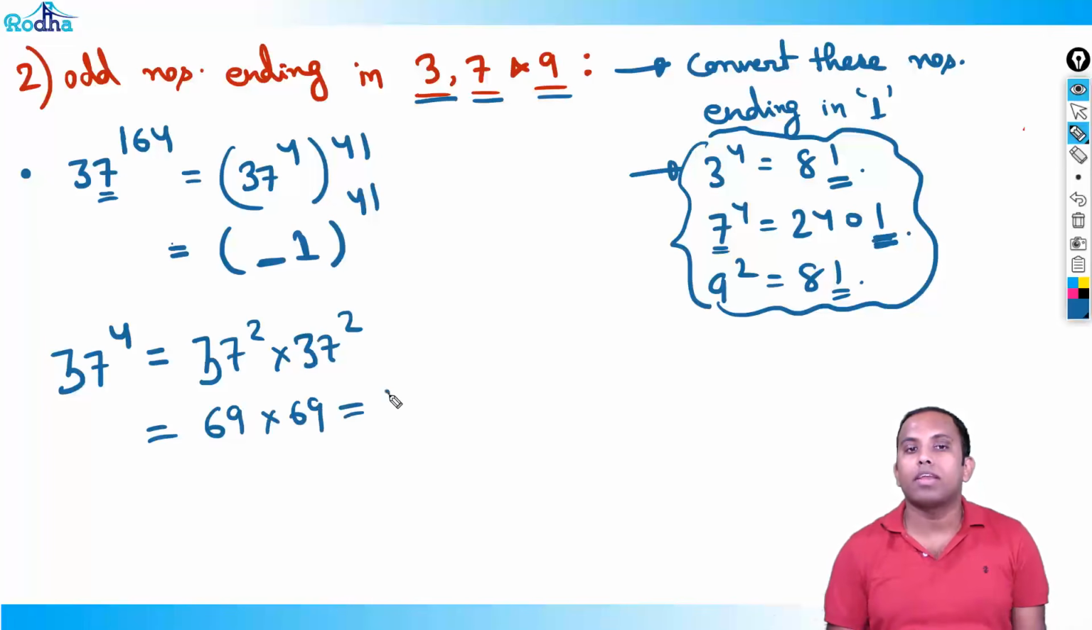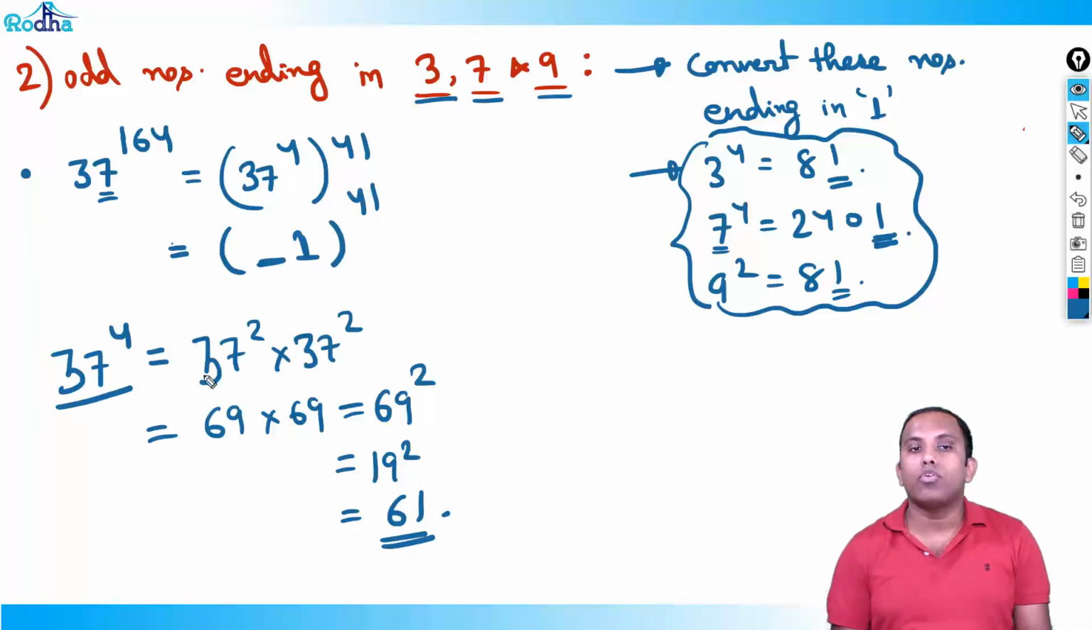That means 69 square. Now what is the last two digits of 69 square? 69 is close to 50, so its last two digits are the same as 19 square, because 69's difference from 50 is 19. That is 361, so that is 61, right?